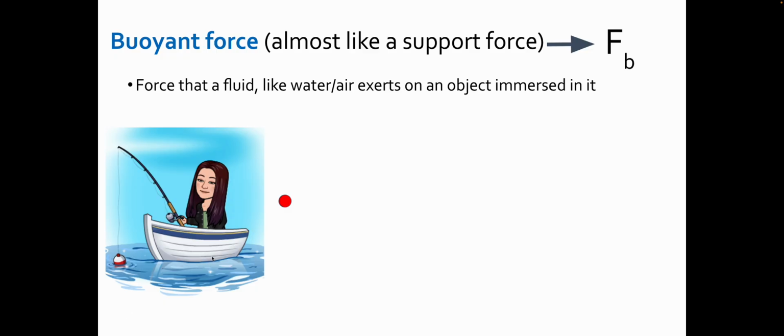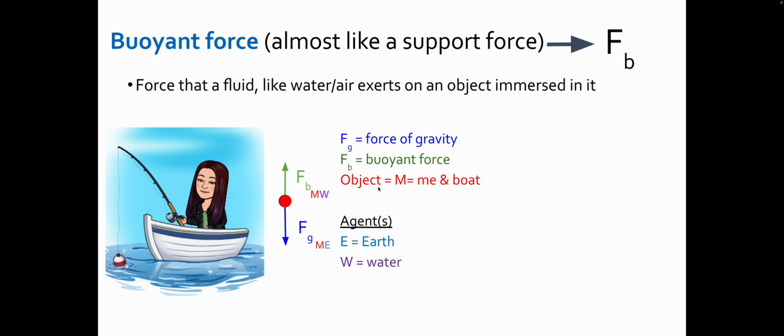So let's draw a force diagram of me and the boat floating in the water. There's a force of gravity on me and the boat by the earth, pulling us down. And there's a buoyant force on me and the boat by the water. I decided to just leave M as the object, but the M stands for me and the boat. The earth is the agent exerting a force of gravity on me and the boat, and the water is the agent exerting a buoyant force on me and the boat.